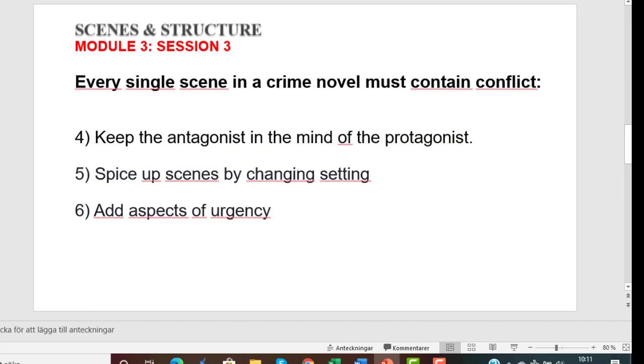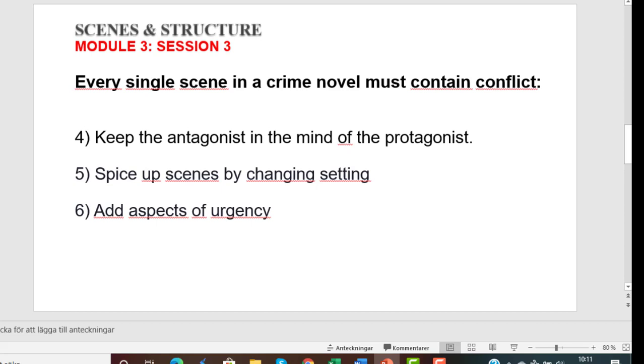Number 4, keep the antagonist in the mind of the protagonist. In his or her thoughts, in conversations with other characters, make her remember a recent confrontation with the antagonist and keep alive that persistent, painful reminder of a threatening showdown.